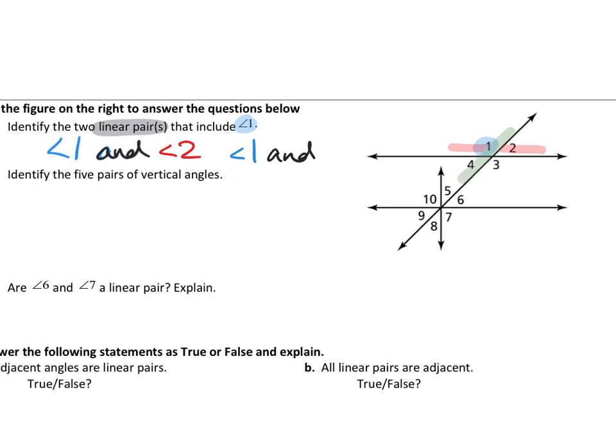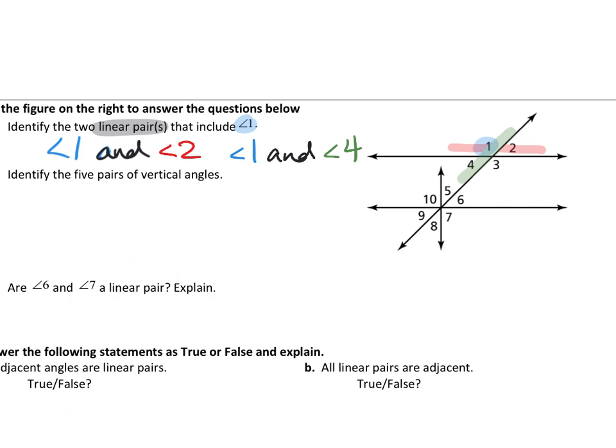Isn't that a straight line? So what other angle is also a linear pair? Angle 4. So they're the ones that create the straight lines with 1. Linear means line. So with 1, we have this straight line with 2, and we have this straight line with 4, which means those are also supplementary and adjacent.